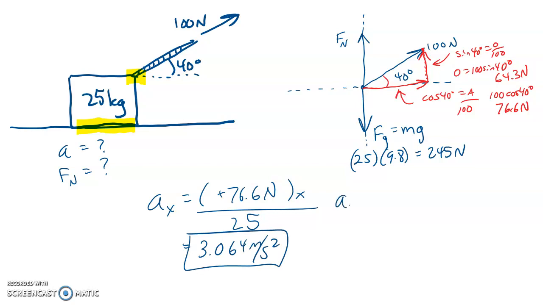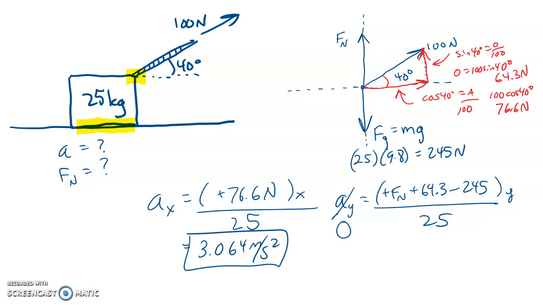Now, if we do the Newton's second law equation for the y direction, and we put in those y forces, we do have the normal force, so that's positive Fn. We also, in addition to that, have the upward component of tension, which we figured out was 64.3. And then, of course, we have the downward force of gravity, which is 245 newtons. Now, the other additional piece of information here is that the acceleration in the y direction is equal to 0.